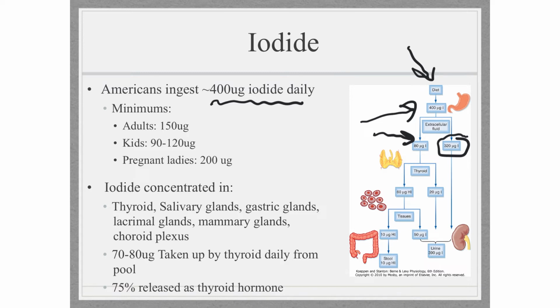We can find this iodide that's been stored, concentrated in the thyroid, the salivary glands, different gastric glands, tear glands, breast milk producing glands, and also the choroid plexus, which is up in the brain and is associated with cerebrospinal fluid. About 70 to 80 micrograms from the pool of stored iodide is taken up by the thyroid every day, and about 75% of what's taken up by the thyroid is released as thyroid hormone. So we absolutely need iodide to manufacture and then release thyroid hormone.